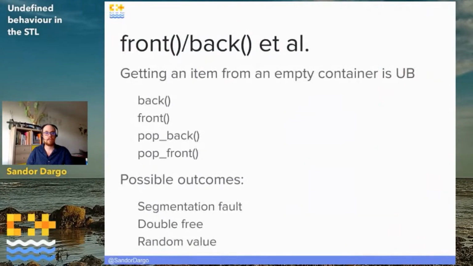So I think this next one is probably the most boring slide in the whole deck, but I still felt it was important that I share this with you. If you have an empty container and you just try to call any of these, like back, front, pop back, pop front, you have undefined behavior. You can have different outcomes. I managed to provoke segmentation faults, double free, or just to get random values. If you want to play with these examples, you will find some Coliru links in the presenter's notes once the presentation is available.